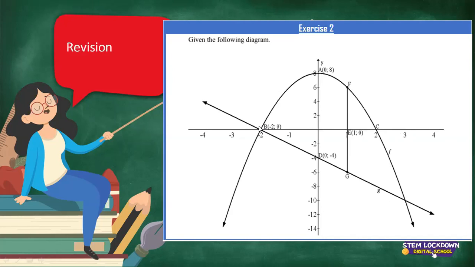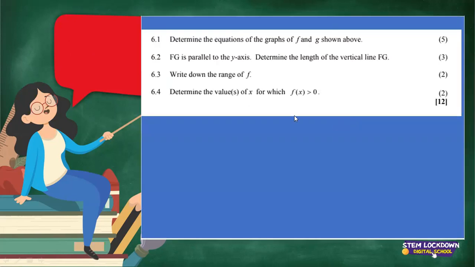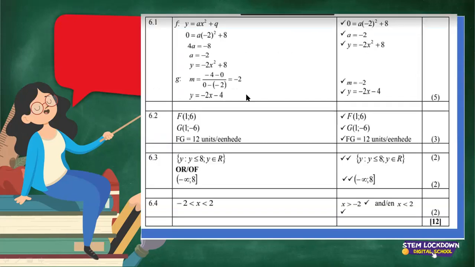But on top, f of x greater than 0, which means f of x is positive, are those parts where it's above the x-axis. And what are the values of x at those points? The values of x are from -2 to +2. Again, the question says, determine the values of x for which f of x is greater than 0. The values of x are from -2 to +2. Okay.